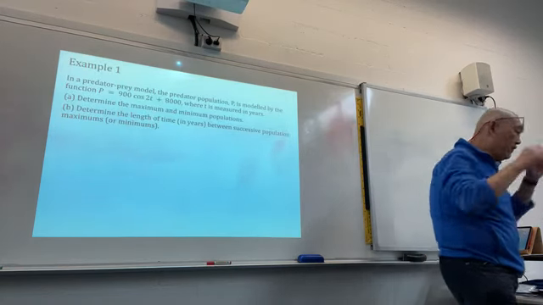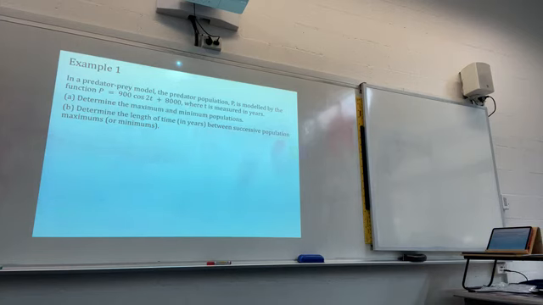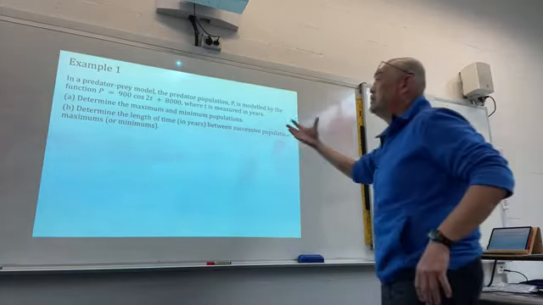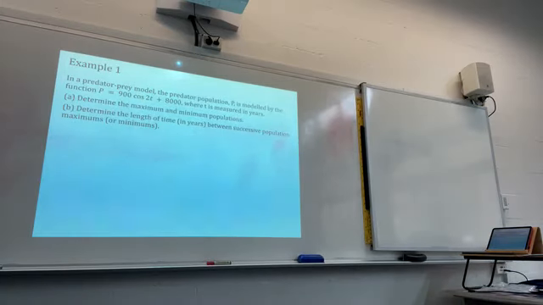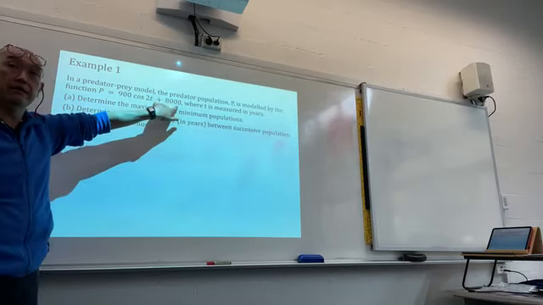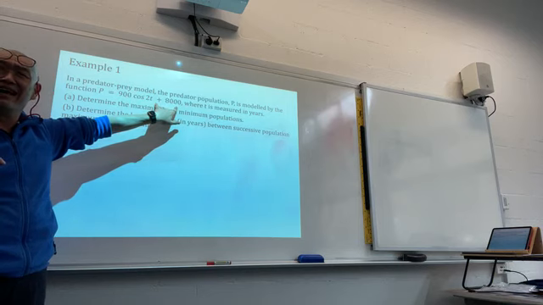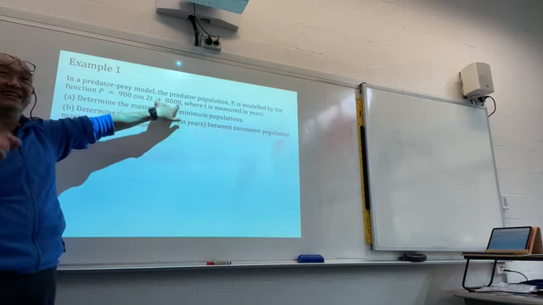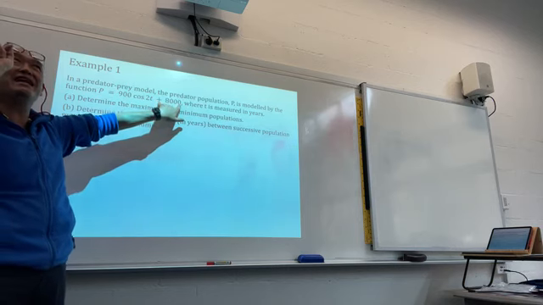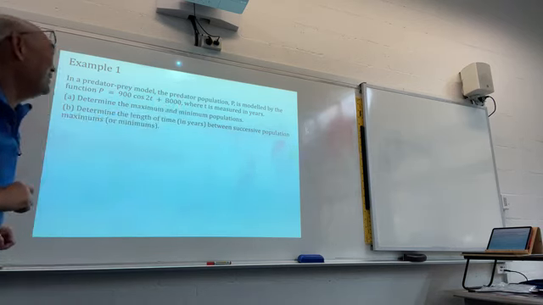Alright. So let's have a look at example 1. It's a predator and prey model. The predator population P is modeled by the function P equals cos 2t plus 8,000, where t is measured in years. Alright? If you look at an equation like this, very obvious, what is plus 8,000? Equilibrium shift. What is 8,000? The starting point, and it is the y-intercept, correct?